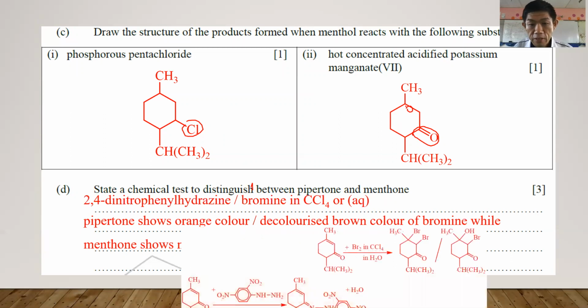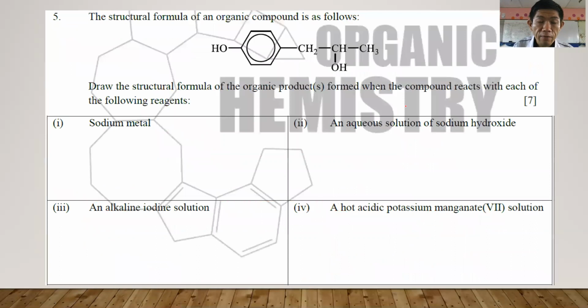So these are the equations for the reactions, if you were to use bromine in CCl4, or if you were to use 2,4-dinitrophenylhydrazine. You must be able to give the correct structure when you use the suitable chemical test in here. Okay, so with that, that is for question number 4.